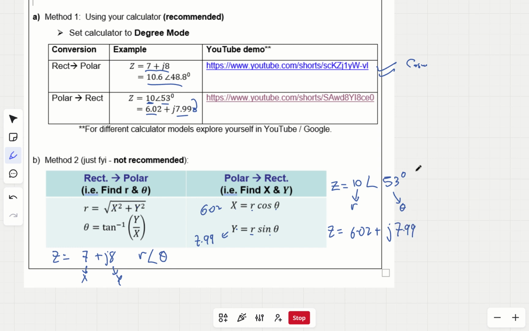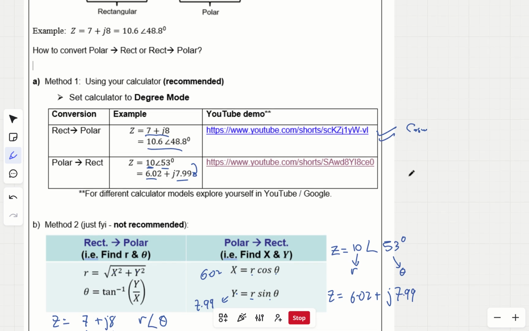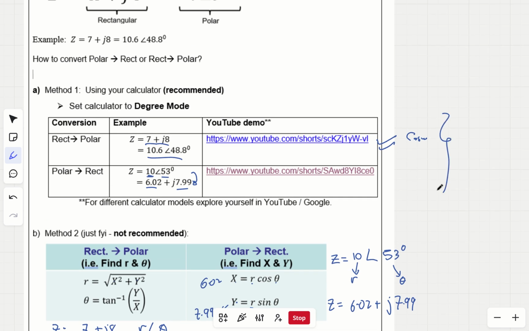But I would recommend you to use the calculator. I forgot to mention, in this lesson we will be using degrees, so make sure your calculator is in the degree mode. A calculator can be in radian, degree, or gradient for the angle. You convert it to degree. Thank you, that's all.